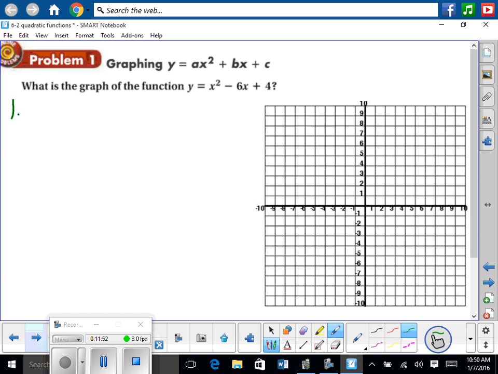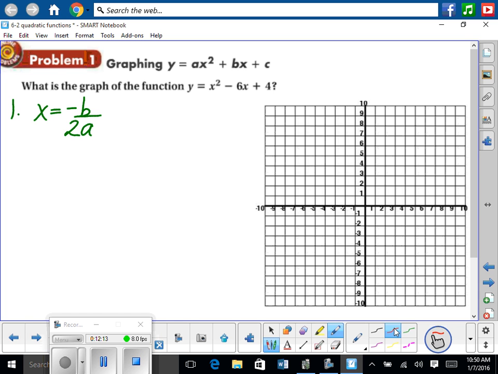Find the axis of symmetry. So we use the formula x equals negative b over 2a. That's the formula you have to have memorized to find the axis of symmetry. Does everybody understand how to find the axis of symmetry? You use that formula. Yes. Would that 6 be positive then? Yes.